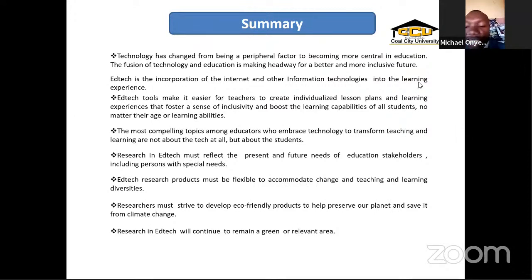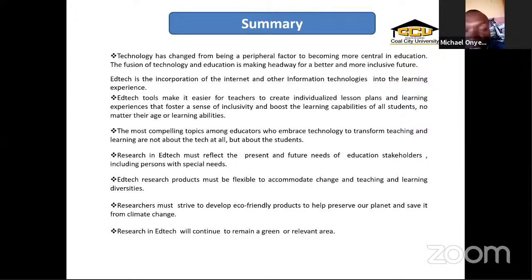Then we said that EduTech, as it is popularly called, is the incorporation of the internet and other technology for experience. Of course, I've talked about it. You will agree with me that the most compelling topic among educators today is that educators who embrace education technology today want to transform teaching and learning, and it's not about technology at all, but about the students. So every educational institution and educator wants to make the student the center of teaching and learning. So in order to do that, you need to involve technology.